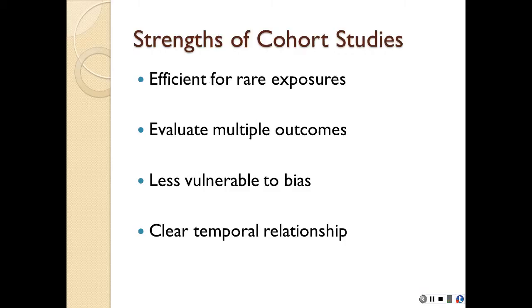All right, so why are cohort studies great? They're efficient for rare exposures. Why do you think they're efficient for rare exposures? Because you start with the exposure, so you can pick a rare exposure and pick a cohort around it. Exactly, you can identify all the people that have that exposure at the beginning, and you can make sure you get enough of them at the start of your study. Exactly.